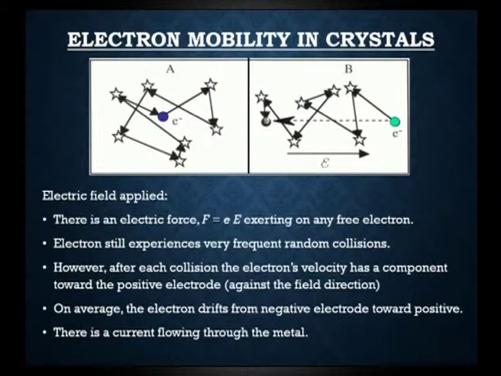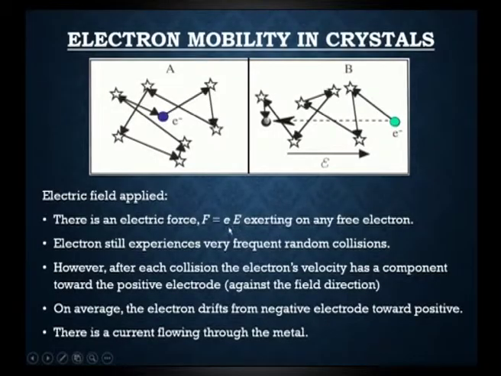Next, electron mobility in crystals when an electric field is applied, the second condition. Before, we studied the case without an applied electric field. Now, what changes for the mobility if we apply an electric field? The force is F = eE, where e is the charge of the electron, E is the applied electric field, and F is the electric force exerted on any free electron. This force affects the motion of the electron.